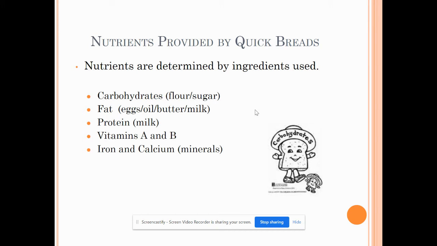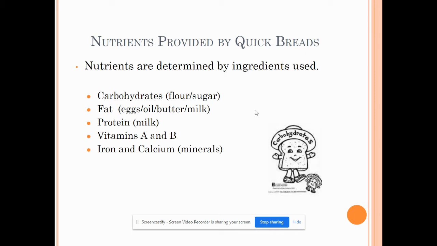Fats. You could find fat in a lot of different ingredients, but the main one is going to be either your solid or liquid fat, so your butter, shortening, oil. But it also could be found in your eggs. When you think about an egg, it has two parts, the whites and the yolk. The yolk contains the fat. And then lastly, milk. You will also find fat in your milk if you are using a whole fat, 2% or 1% milk. You'll also find protein in milk.